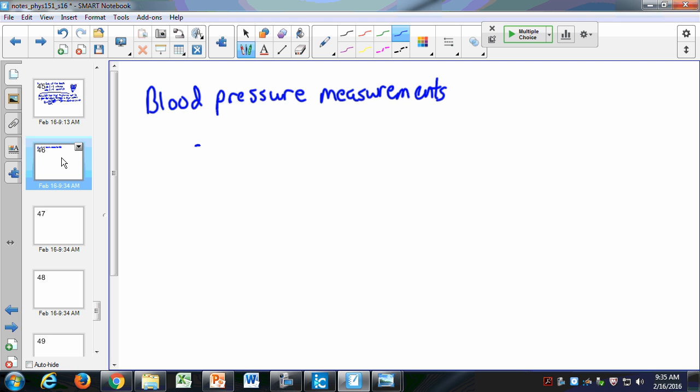When we measure our blood pressure, we're going to use, what's it called, a sphig? See, picking up the lingo, right? Is that what y'all call it, a sphig?